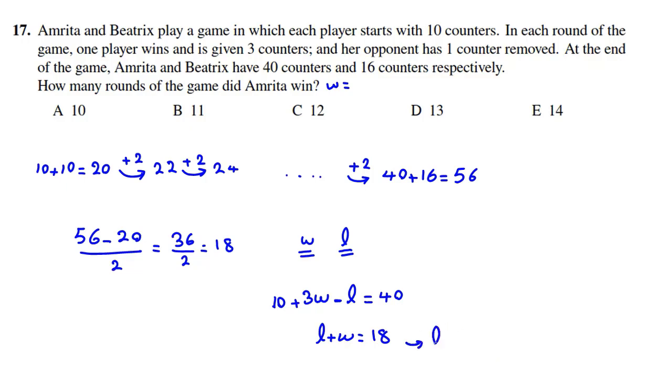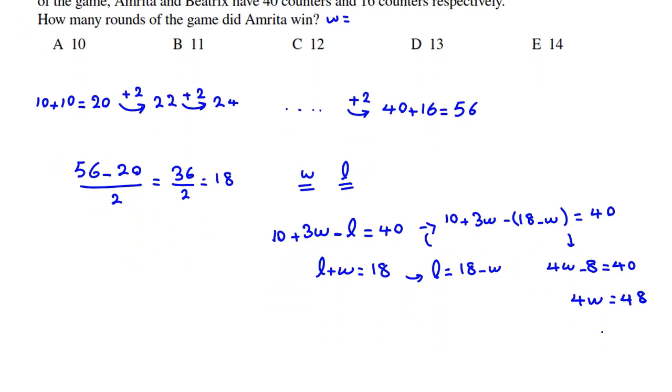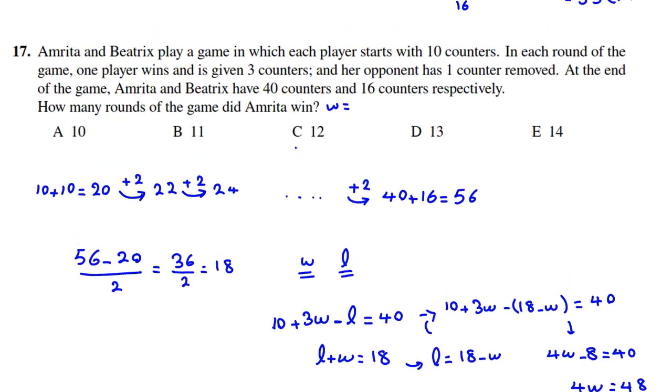So I write L in terms of W, L equals 18 minus W, and I replace here. So 10 plus 3W minus (18 minus W) equals 40. If we calculate these parts, 3W plus W will be 4W. 10 minus 18 will be minus 8, equal to 40. Then 4W equals, if you add 8 to both sides, 48. If you divide by 4, it will be 12. So the answer is 12, which is choice C.